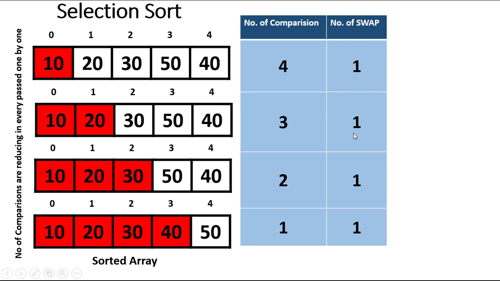I will explain when I discuss the code in C, and then I will tell you how we can remove it. Here you can see 10, 20, 30, 40, 50, and 40. And in the last, only one comparison is required. And finally, the total number of comparisons and the total number of swaps will be responsible for the computation time of the selection sort.